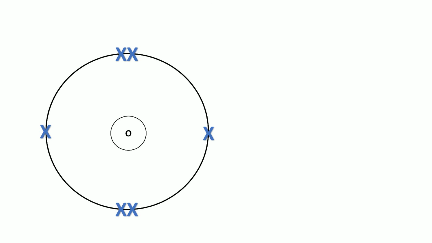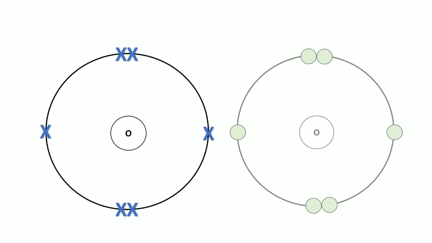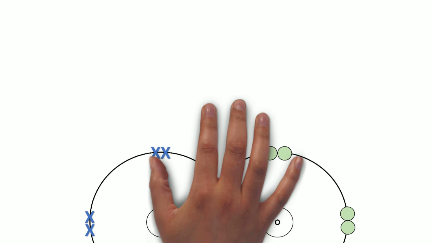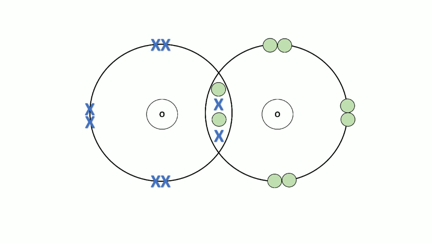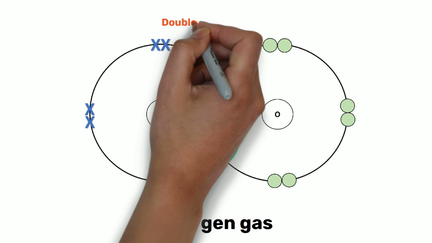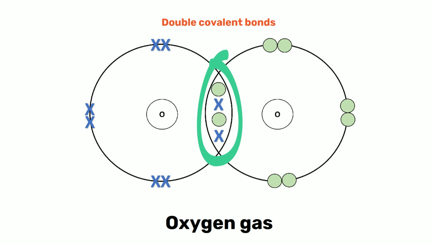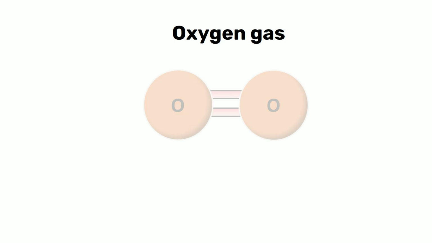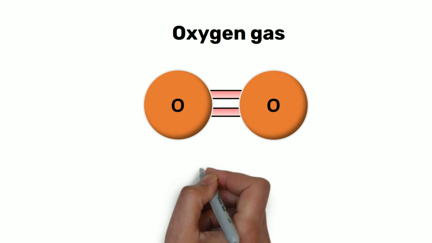For the oxygen atom, the cross represents the valence electrons, and another where the circle or the dot represents the valence electrons. The joining of the two oxygen atoms will form oxygen gas, and the sharing of two pairs of electrons will form the double covalent bond. This can be represented by two bars between the oxygen atoms.